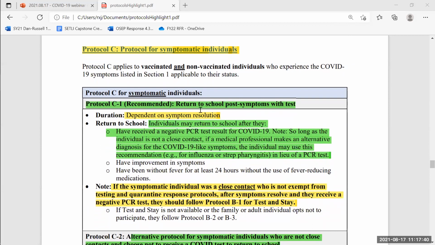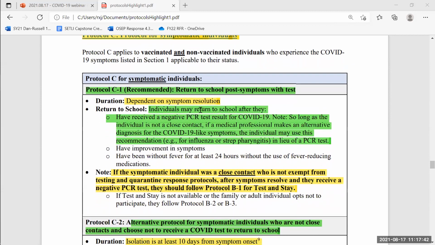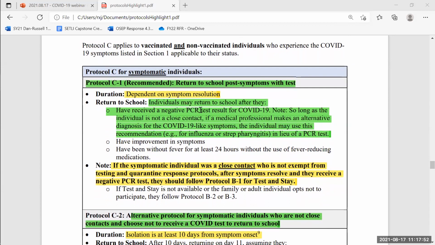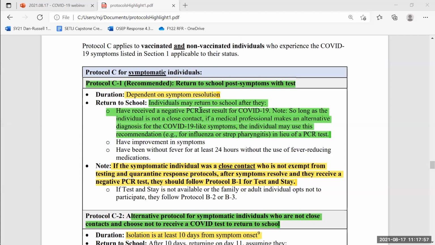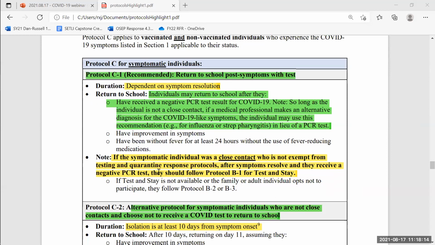So our recommended approach is really making sure that we're seeing that symptom resolution, and the individual has a negative PCR test, and they are not a close contact. They can return to school if they have a test, or if a medical professional makes an alternative diagnosis for the COVID-like symptoms and their symptom improvement. Really important: if they have that symptom improvement, been without a fever for 24 hours, without fever reducing medications, then they can return.